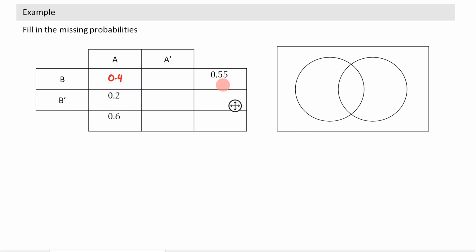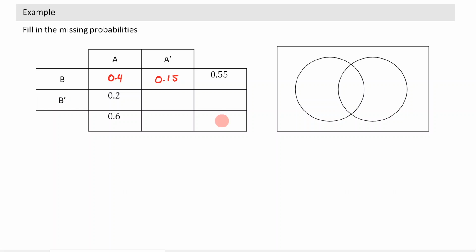We also know the same logic applies to over here. So the total probability of B is 0.55. So if this is 0.4, this has to be 0.15, because 0.4 plus 0.15 is 0.55 if you add these together. Amazing. What else do we know here?